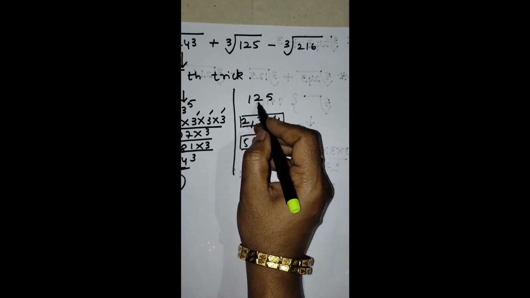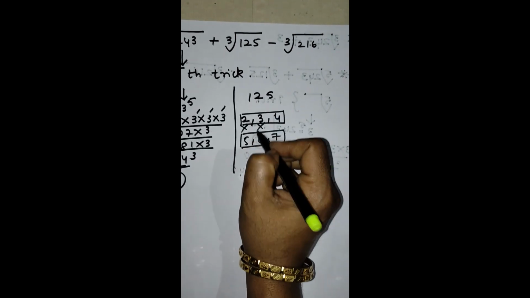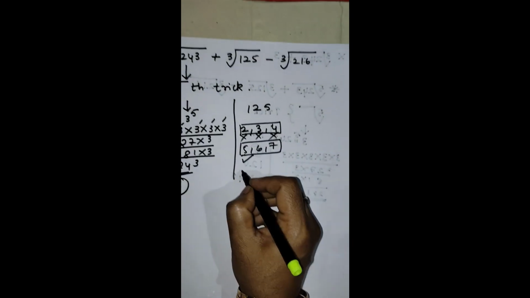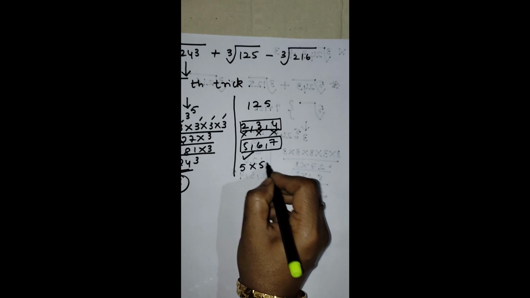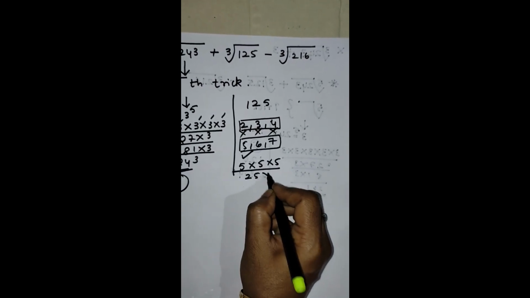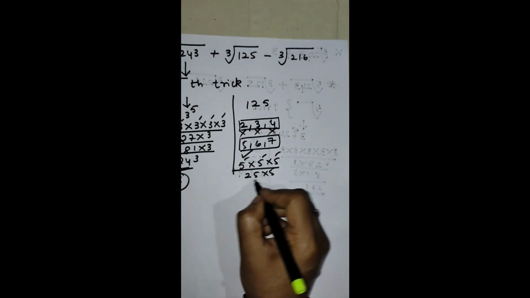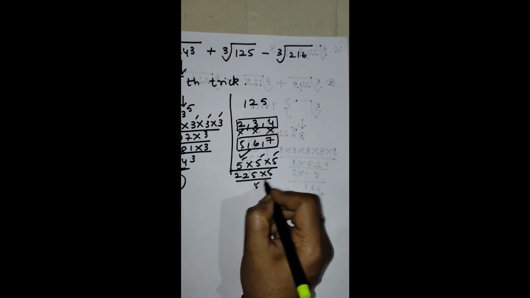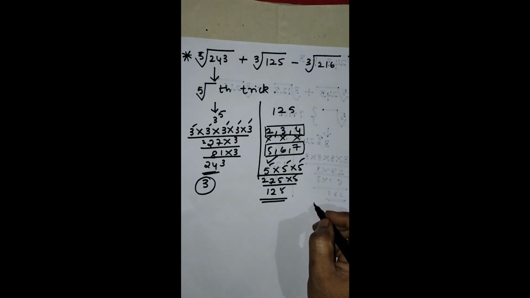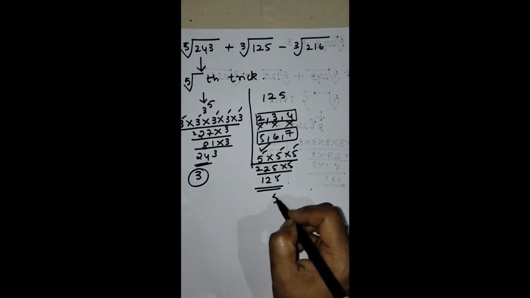2 will divide? No. 3? No. 4? No. 5? Yes. Then write 5 into 5 into 5. 5 5s are 25 into 5. 5 5s are 25, 5 2s are 10, 11, 12. Yes, so 5 is the answer.